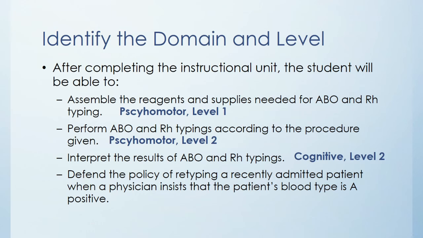And then defend the policy of retyping a recently admitted patient when a physician insists that the patient's blood type is A positive, to which I'd say, don't tell me what to do. So this is affective because you're defending a policy, and it's a level 3 because you're defending. So you have to have it internalized and be like, this is why we're doing it. I'm just not taking your word. We might kill someone. So affective level 3.